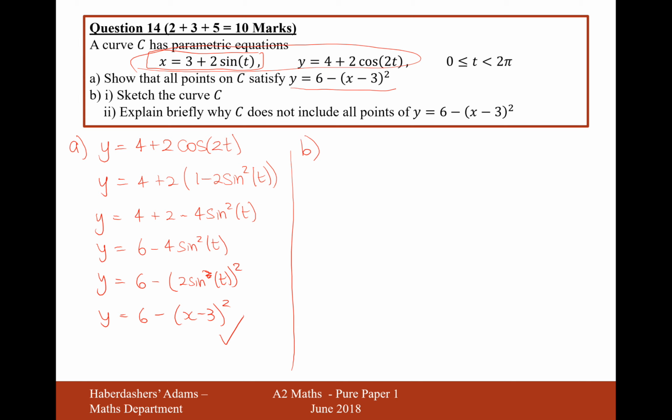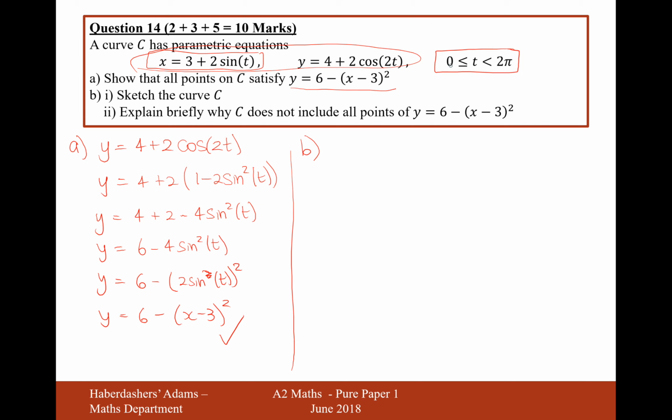Sketch the curve for C. And I will jump onto part 2 as well, just to see how this is going to work. Explain briefly why C does not include all of the points on this curve here. So it's not the full 6 minus x minus 3 squared graph. We have to use this domain for t in here.